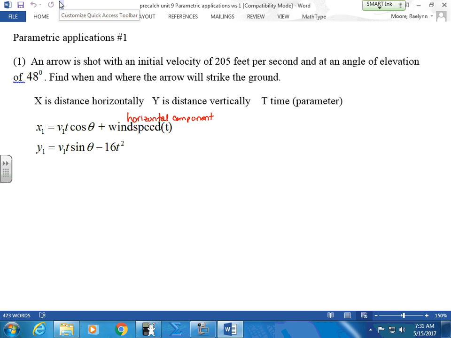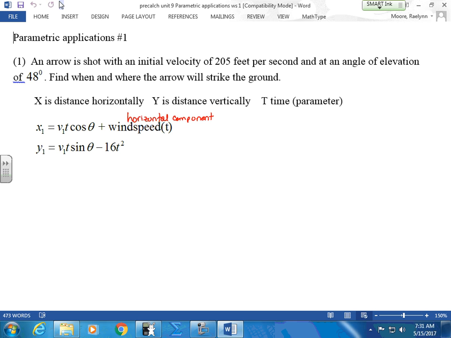Okay, so let's read this together. An arrow is shot with an initial velocity of 205 feet per second at an angle of elevation of 48 degrees. Find where and when the arrow will strike the ground. So when you shoot an arrow, here's your 48 degrees, figure yourself to the ground here. Here's your 48 degrees angle of elevation. You shoot it. Where does it go?